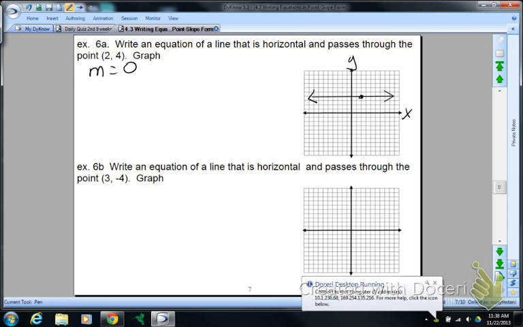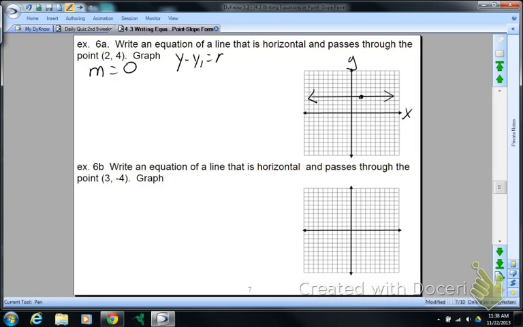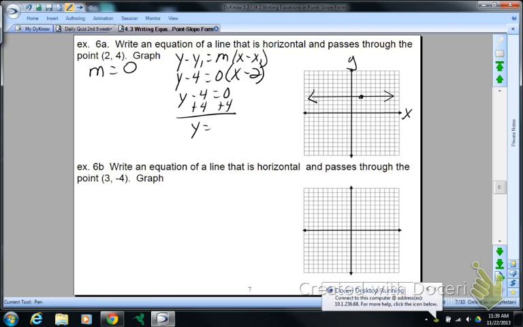Now, let me show you the long version. If I go to plug that into the equation, y minus y1 is equal to m times x minus x1. That's y minus 4 is equal to 0 times x minus 2. Y minus 4 is equal to 0 times anything is 0, correct? Then you add 4 to both sides, and you get y is equal to 4. So in the past, you've been given the equation, and you had to come up with a line. Now, you don't have to do this every single time. You can memorize this and write this down.